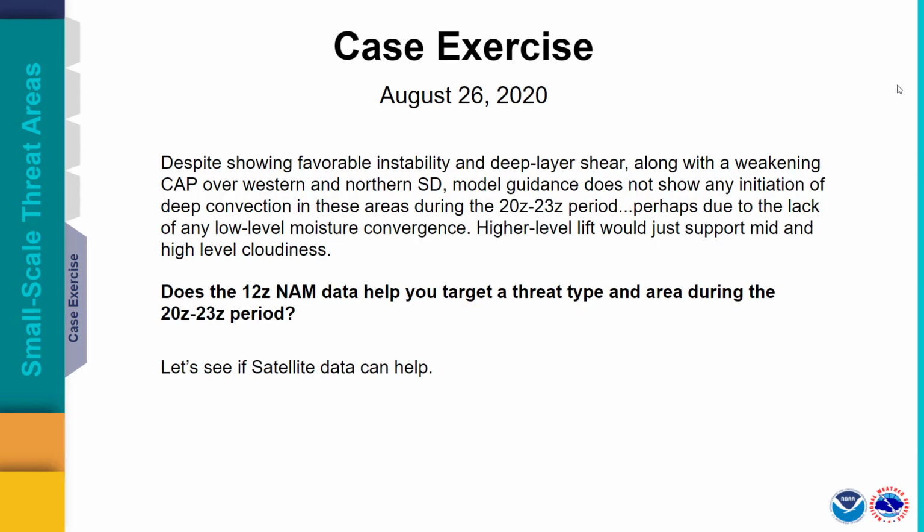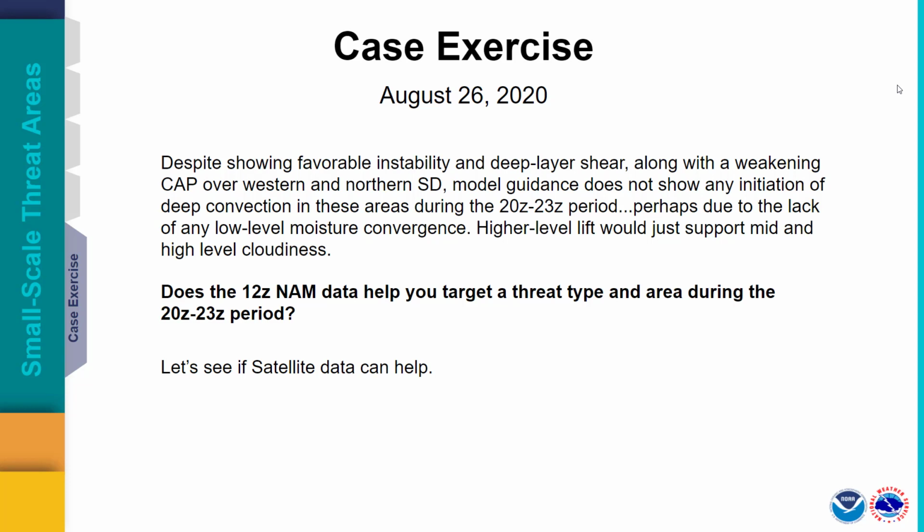Now, despite this favorable overlap of instability and deep layer shear, along with a weakening cap over western and northern South Dakota, high-resolution model guidance doesn't show any initiation of deep convection in these areas during the 20 to 23Z period, perhaps due to the lack of any low-level moisture convergence. Higher level lift might just support mid and high level cloudiness.